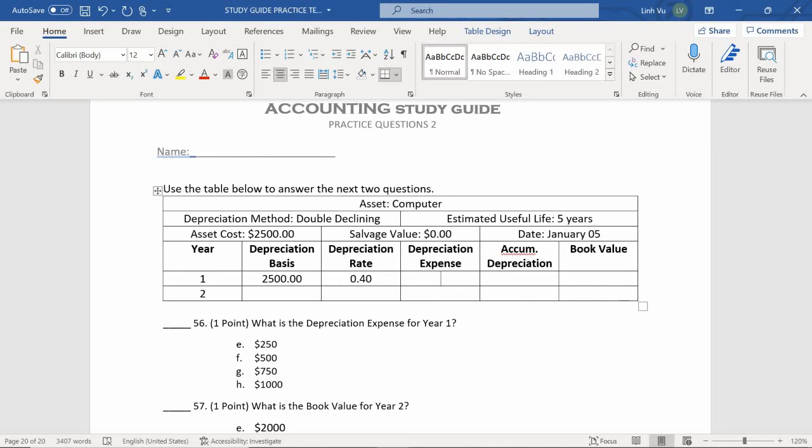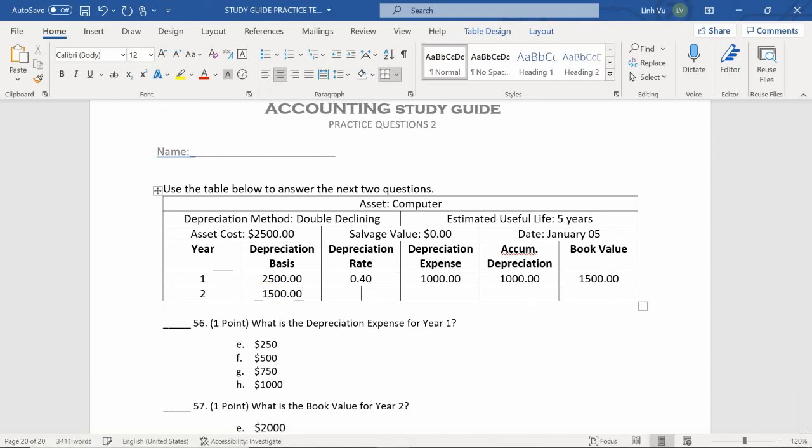So we have 2,500 times 0.4, it is 1,000. Okay. In January 5th, so we have 1,000 for year one. And we have the asset cost, so 2,500 minus 1,000 is 1,500. Good. So this is the value for the second year's depreciation basis.